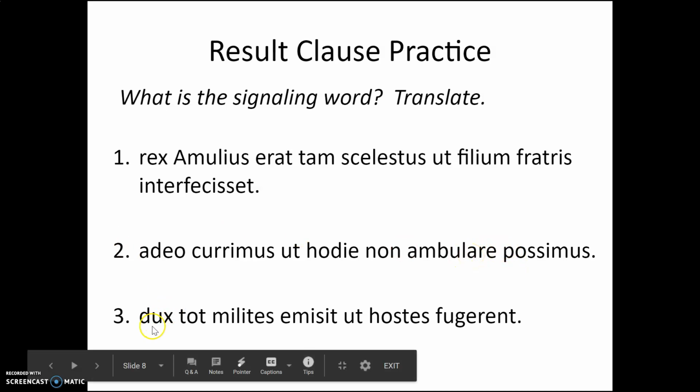And then finally, number 3. Tam, tantus, tot, adeo, ita, sic. Oh, there's tot. And then my subjunctive verb here is fugerent. I see that re in the middle, so I know it's imperfect tense. Dux, the leader, emisit, sent forth, tot milites, so many soldiers, ut, that, hostes fugerent, the enemies were fleeing. Optime.